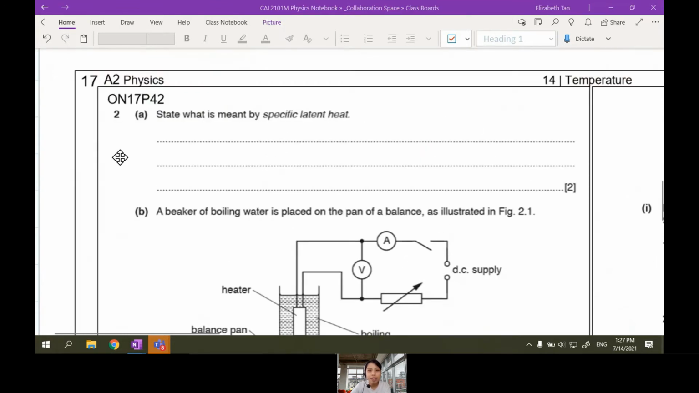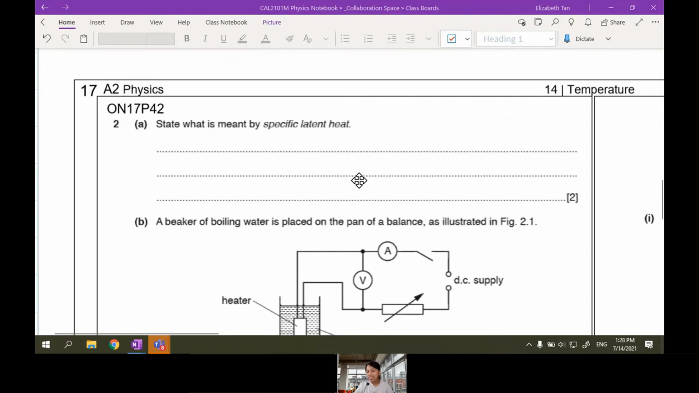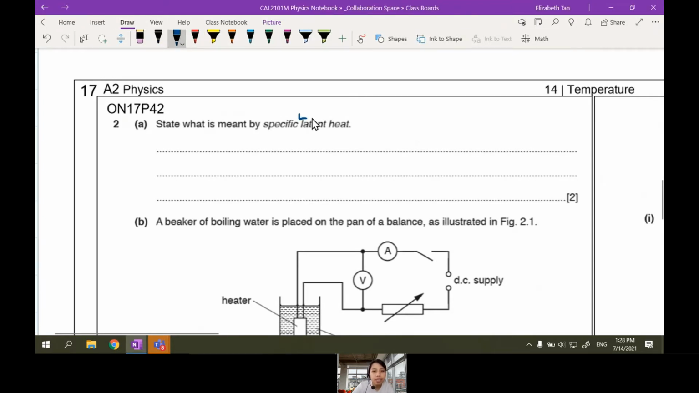State what is meant by specific latent heat. Latent heat refers to the L in the equation. What was the definition? Remember Q equals to ML. ML is not Mobile Legends, it's mass times latent heat. So if you say L, that will be heat supplied to a certain mass.